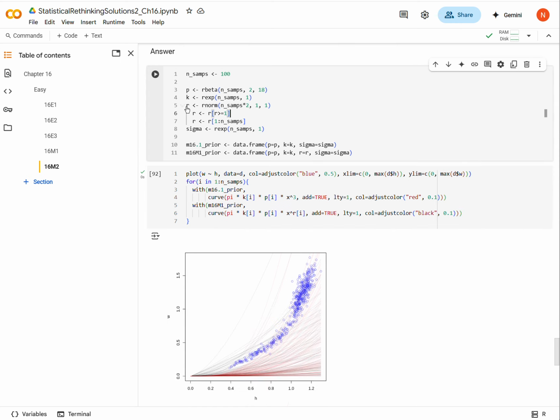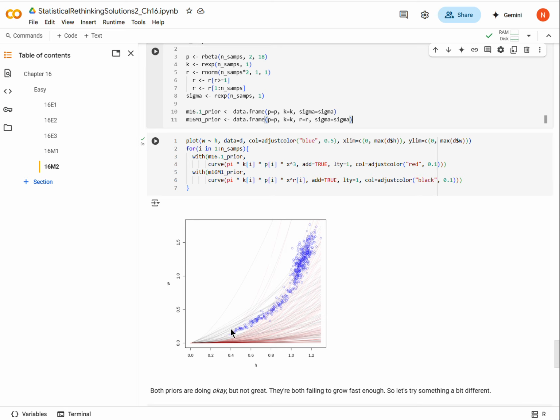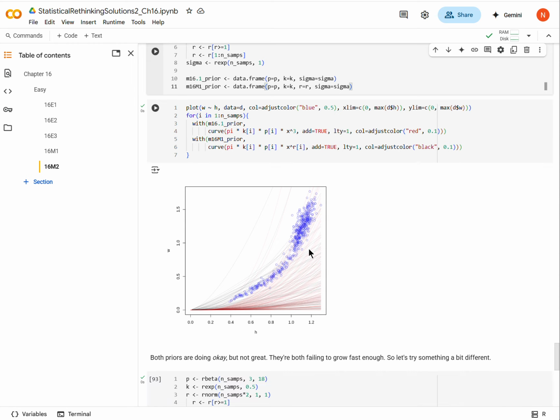And then we're going to plot the priors. For the original model, for that prior, I just take P, K, and sigma. But for the new model, remember I have a new free parameter, r, so I have the same prior, but I put r in there. Then I just plot curves and see how they look against the data. Okay, and we see that both models potentially are capturing what's going on in the data, but neither is doing that well. The bulk of their lines are very much under predicting the data, in other words, these curves in general are just not growing fast enough as height gets larger.